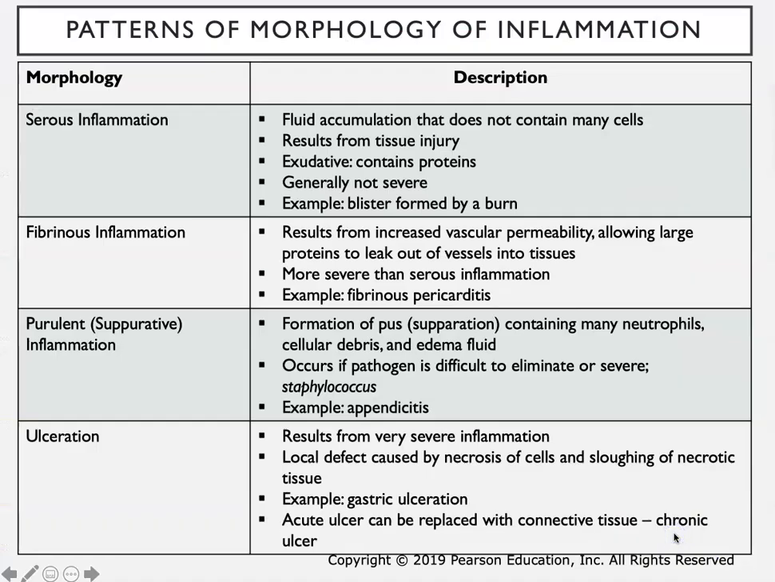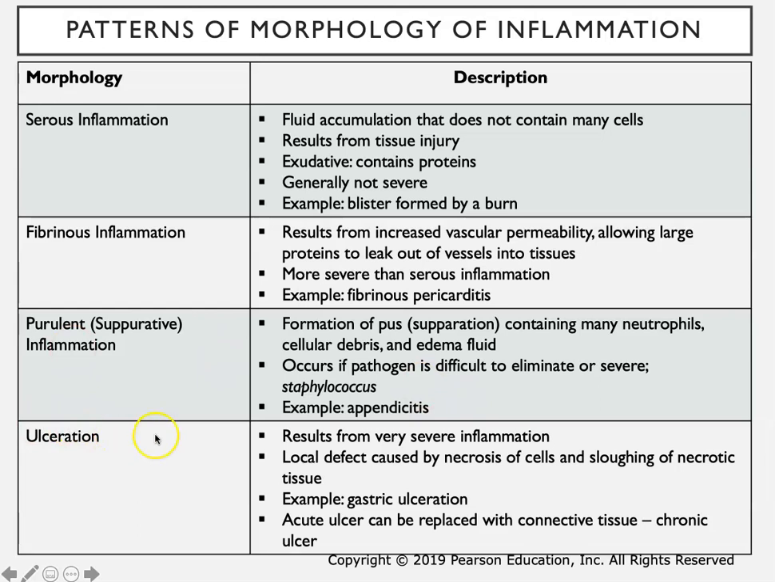Okay. Purulent or suppurative inflammation. Pus, right? Formation of pus containing many neutrophils, cellular debris, and edema, or fluid. So there's lots of stuff inside of that fluid. It'll occur if the pathogen is difficult to eliminate or severe. So you see this with Staphylococcus. Another example is with appendicitis.